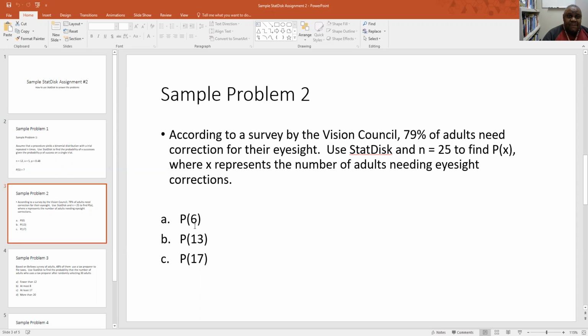Okay, so part A, they want the probability of 6 people needing eyesight corrections. Part B, the probability that 13 people need eyesight corrections. And part C, the probability of 17 people needing eyesight corrections. Okay, so let's go to StatDisk.com.